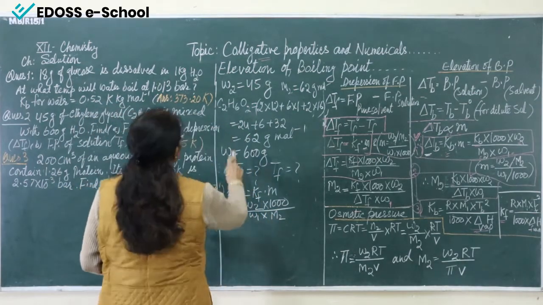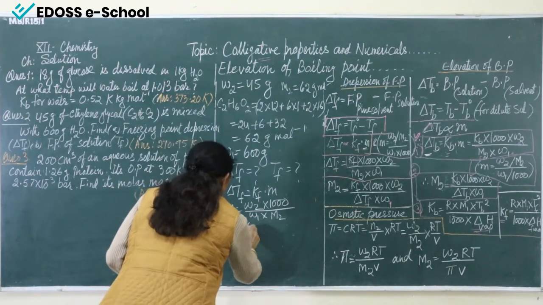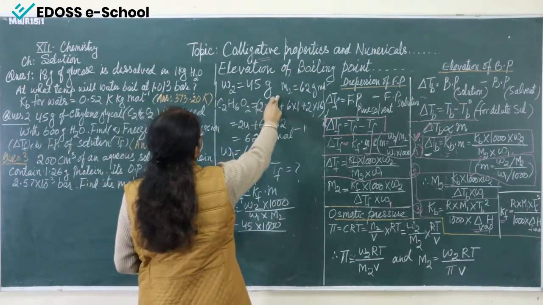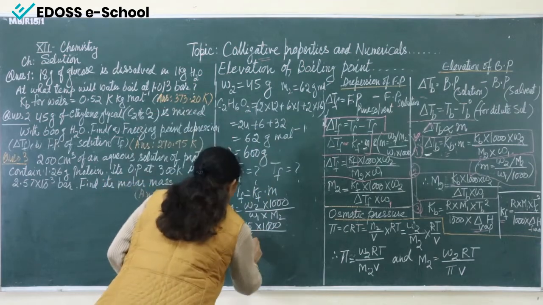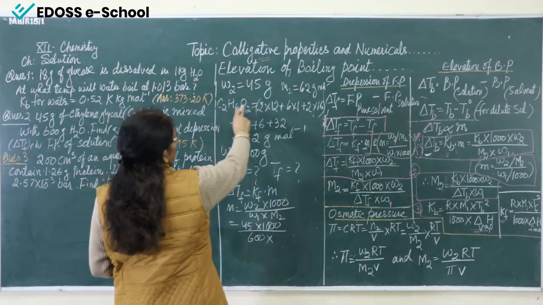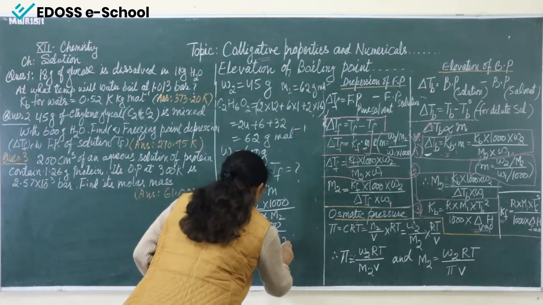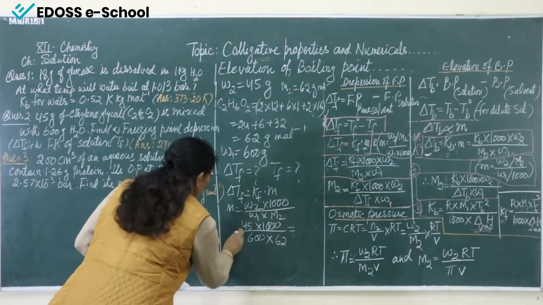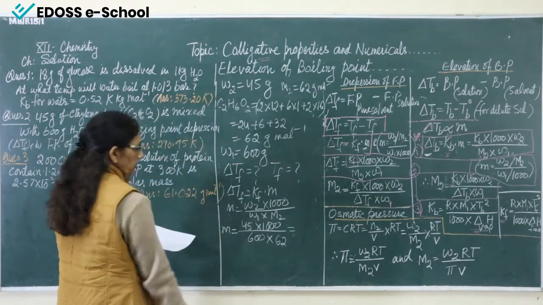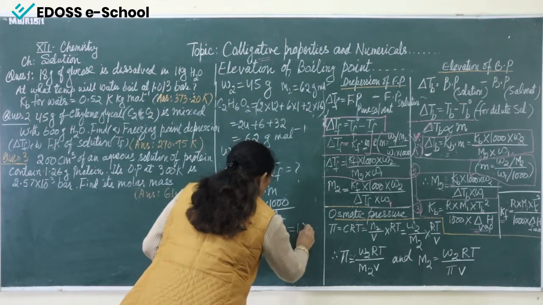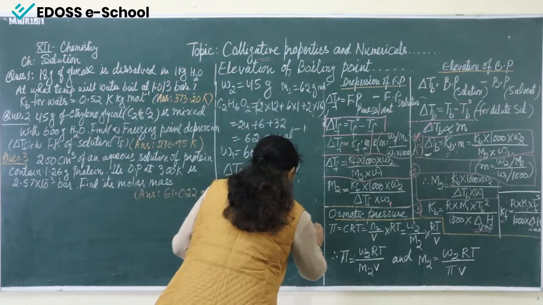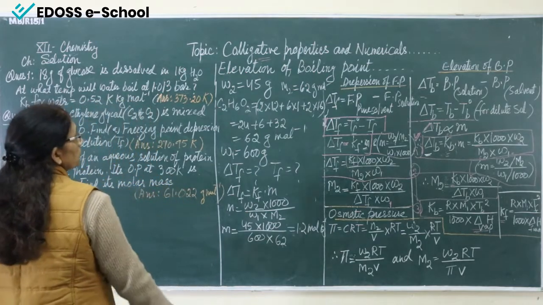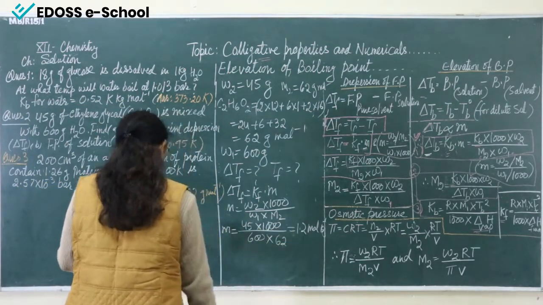Now put the values. W2 is given to you, 45, 1000 is given, and W1 is given to you, this is 600, and M2 we have calculated, 62. So after calculation we will get the value of molality, small m. This is coming 1.2 mole per kg. So this value we are getting here. Molality we have found.